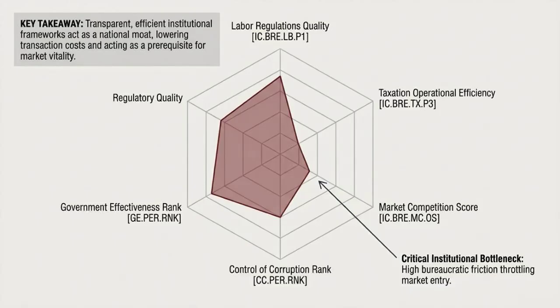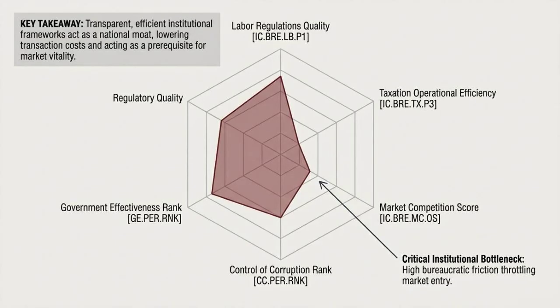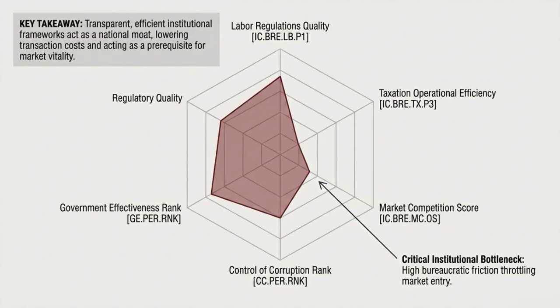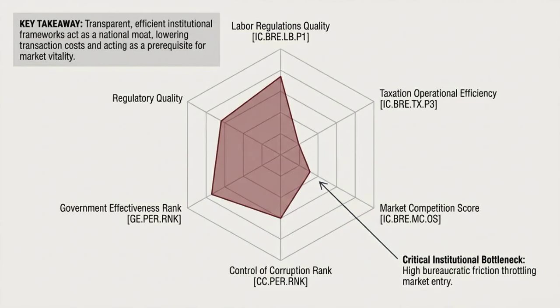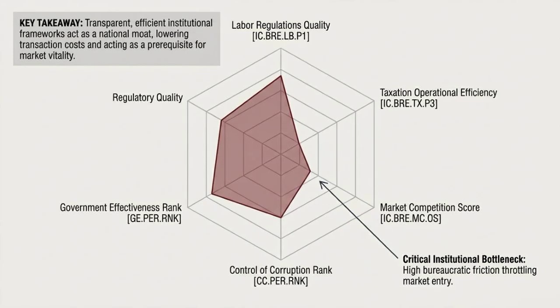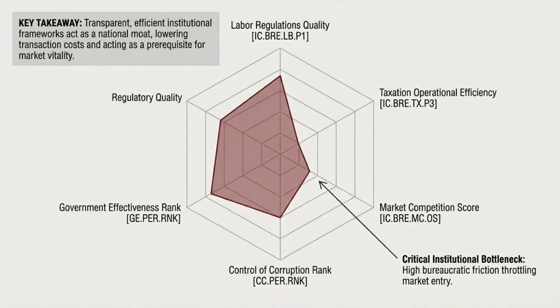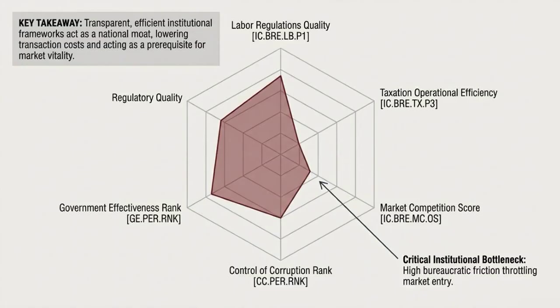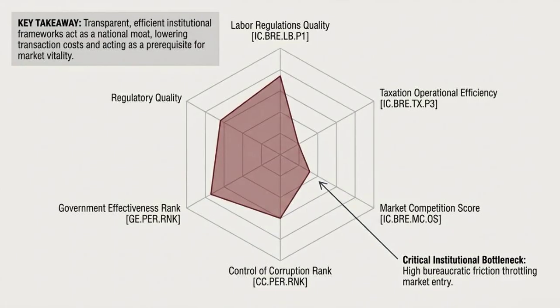But to attract that kind of patient capital, you need a playing field that foreign investors can actually trust. Which brings us to slide 5. We are transitioning from the economic outputs to the institutional framework. The visual here is a very sharp, flat, hexagonal radar chart. No shading, just crisp gray lines. This is the institutional moat, the rules of the game. And those rules are quantified here through the B-Ready, or Business Ready, scores.